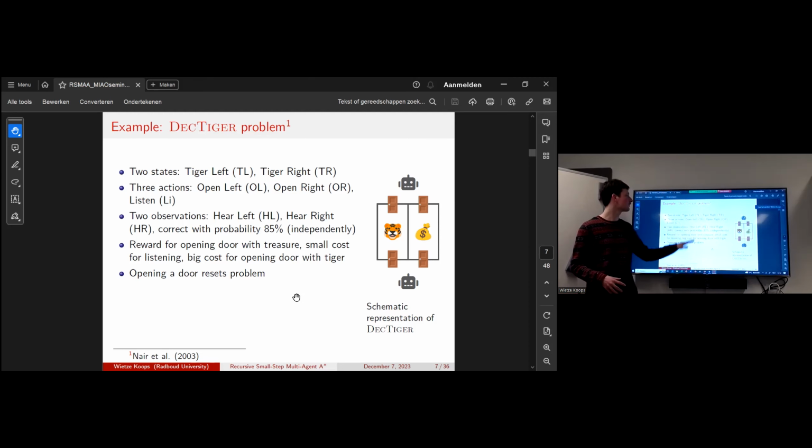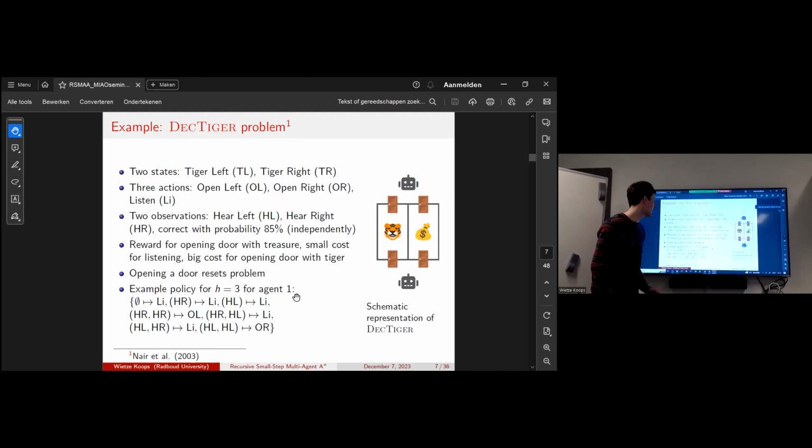So this is a policy that maps observation histories to actions. Here is an example for horizon 3. We would have one of these for both agents, but in this type of problem, both of the agents are going to do the same thing. So here I just did the policy for agent 1. If we have the empty observation history, which is just in the beginning, we don't have any observations yet. Of course, I'm not going to risk opening a door. I'm going to listen, get some information. Then I have an observation, either right or left.